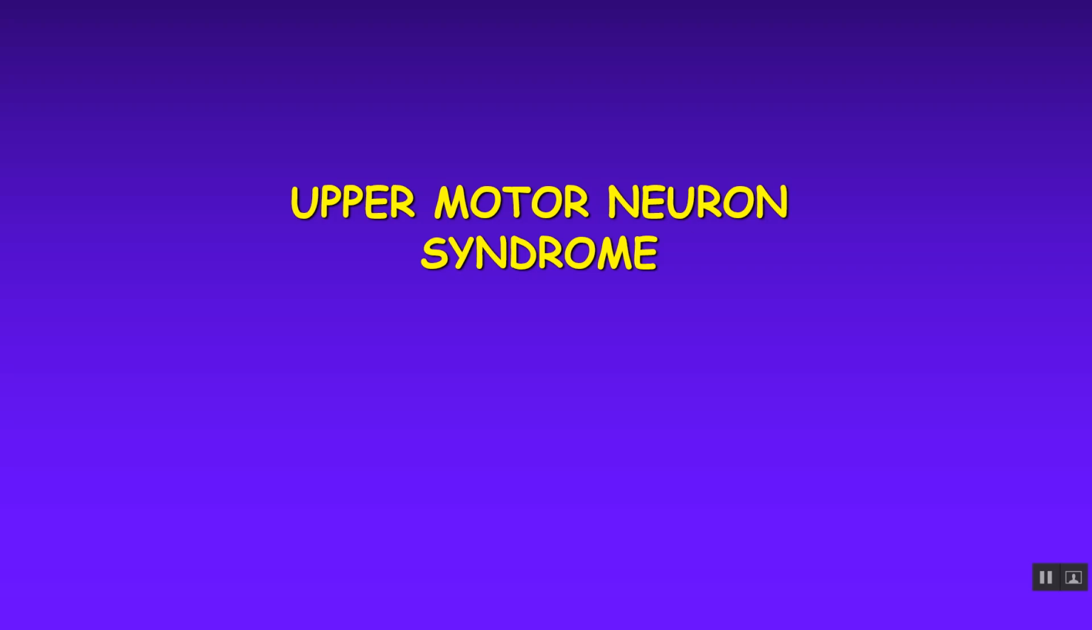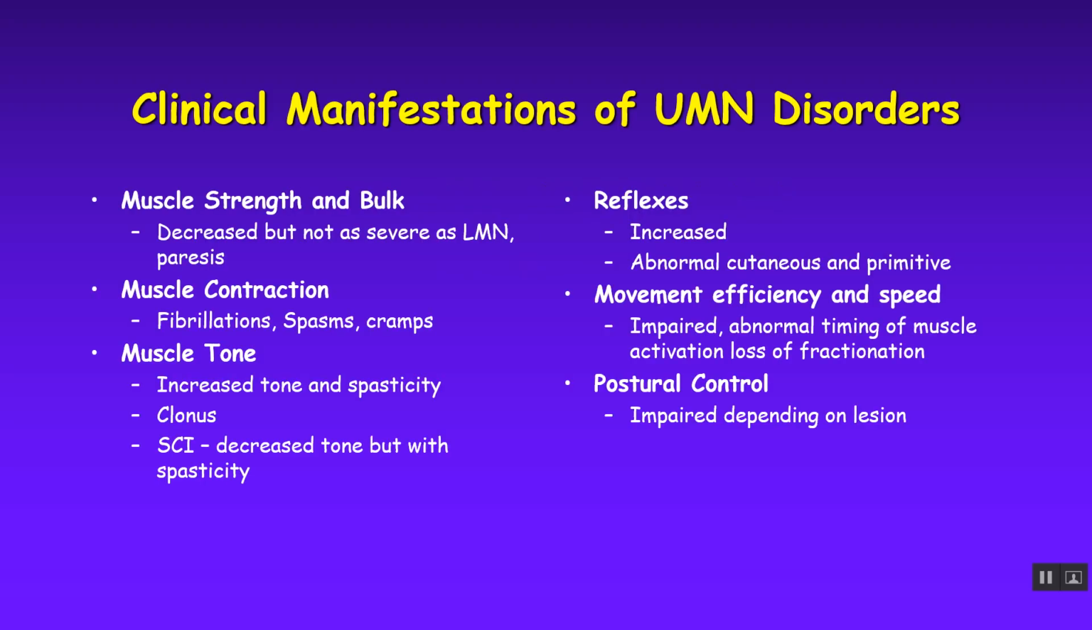So that's lower motor neuron syndrome. The next is upper motor neuron syndrome. The clinical manifestations: with muscle strength and bulk, there is some weakness with upper motor neuron syndrome. You've damaged those descending pathways, so the anterior horn cells aren't getting the normal drive they get, so there is some paresis, potentially plegia, but it's not usually flaccid paresis. Because of loss of some muscle strength, you'll also have some loss of muscle bulk, but it's not as much as if you've damaged that lower motor neuron.